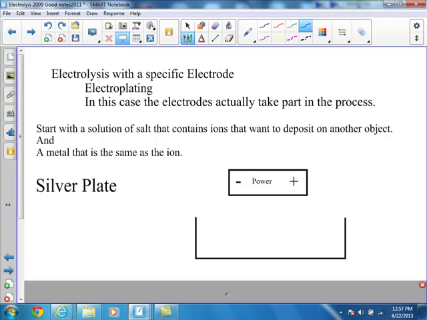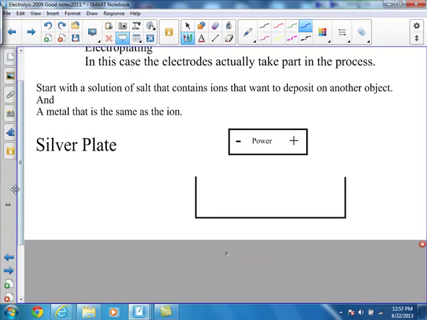Okay. So what we're going to do is we're going to do an electrolysis, but when you want to gold plate something or silver plate something or chrome plate something, okay, what happens is the electrodes actually are a part of the process. Okay, so you're going to start with the same type of container that we had when we started with sodium chloride. But you have to, first of all, start with a solution of salt that contains the ions that you want to deposit. You want to write that down? Yeah, you do. So what we're going to do is we're going to silver plate something. So we're going to plate something with silver.